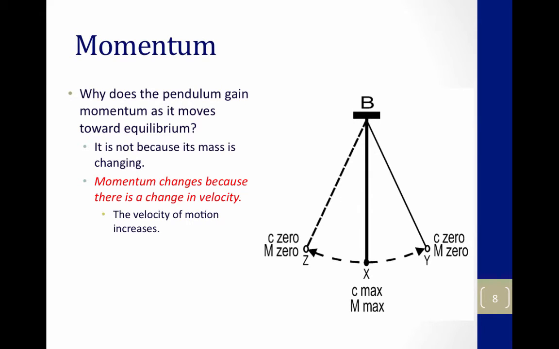So why does the pendulum gain momentum as it moves back towards equilibrium? It's not because the mass is changing, it's because the velocity is changing. The velocity of the motion is increasing. Remember, when you're on that pirate ride, it's most fun as you're approaching equilibrium. That's when the velocity is the greatest and the momentum's the greatest.